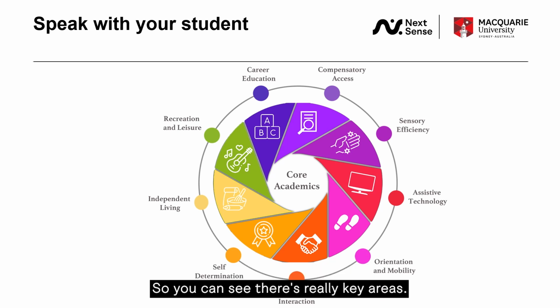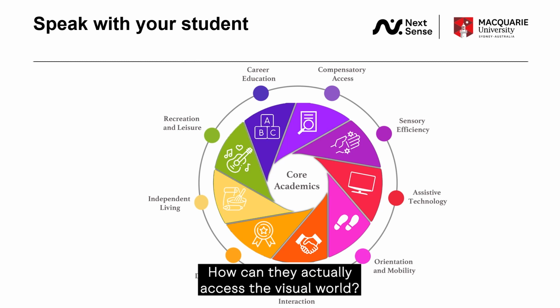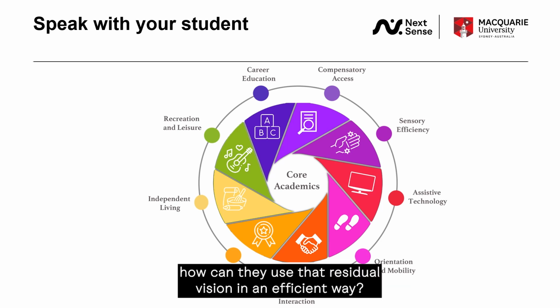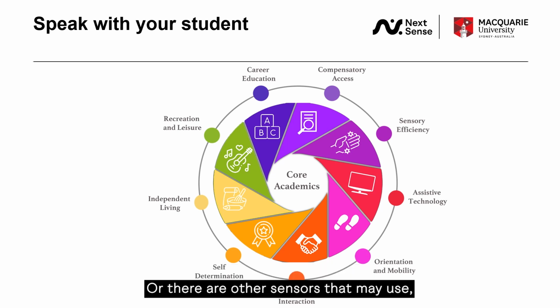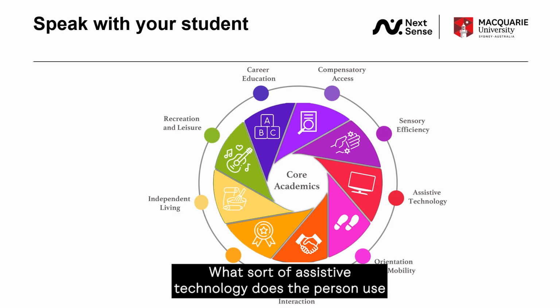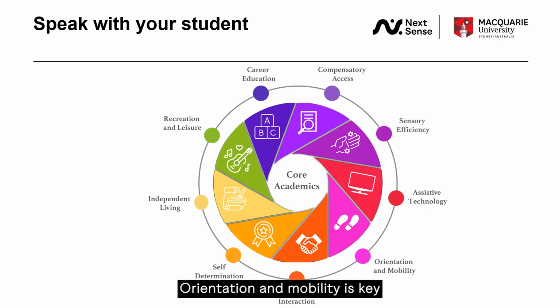So you can see there's really key areas. Compensatory access. How can they actually access the visual world? Sensory efficiency. If they have vision, how can they use that residual vision in an efficient way? Or there are other senses that they may use, such as auditory senses. What sort of assistive technology does the person use to be able to access whatever they want to access? Orientation and mobility is key to their safe movement and travel. And of course, things like social interaction is vital for young developing students.